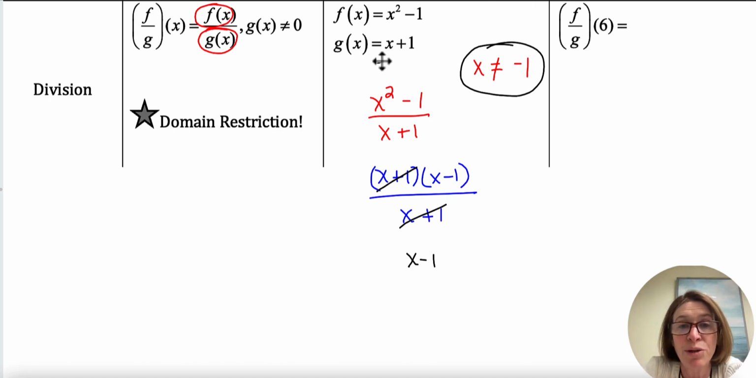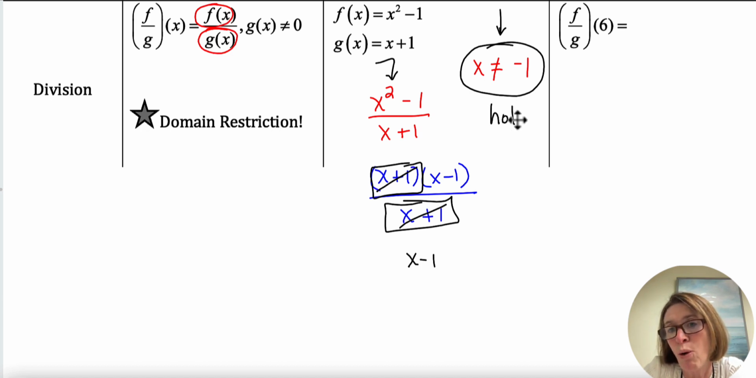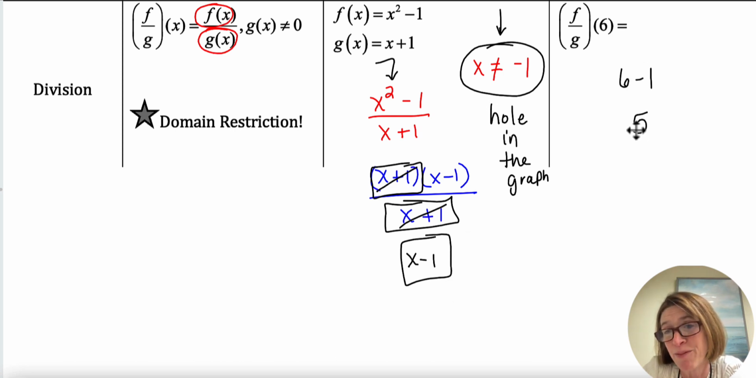You may remember earlier this year we called these types of functions rational functions, and we said wherever the denominator was 0, we'd have a vertical asymptote, except in one little case, and this is the case. The case is when you have a domain restriction like negative 1, and the factor actually cancels like that. It means there's not a vertical asymptote, there's a hole in the graph. And we'll talk about that in class, okay? All right, so if I wanted f divided by g of 6, I can actually use this simplified expression to get 6 minus 1, which equals 5.